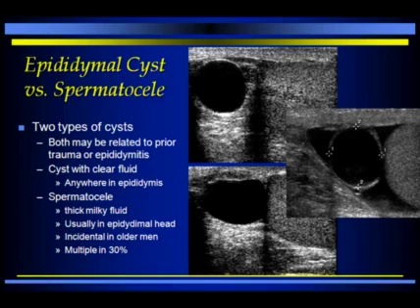However, the cyst is going to have just clear fluid in it, whereas the spermatocele has spermatozoa in it and may have thick milky fluid. Usually we don't know the difference because we don't really care. They're both benign findings, and no one's going to aspirate it. But if you were to aspirate, you'd be able to easily tell an epididymal cyst from a spermatocele. Spermatoceles are often seen incidentally in older men, and often they are multiple.